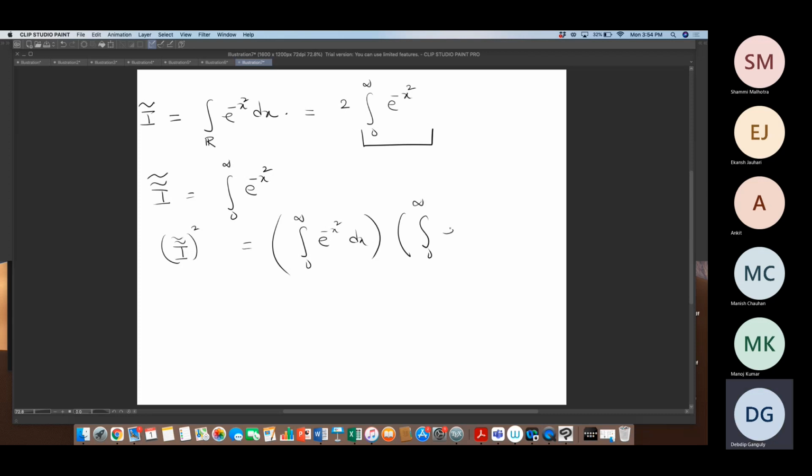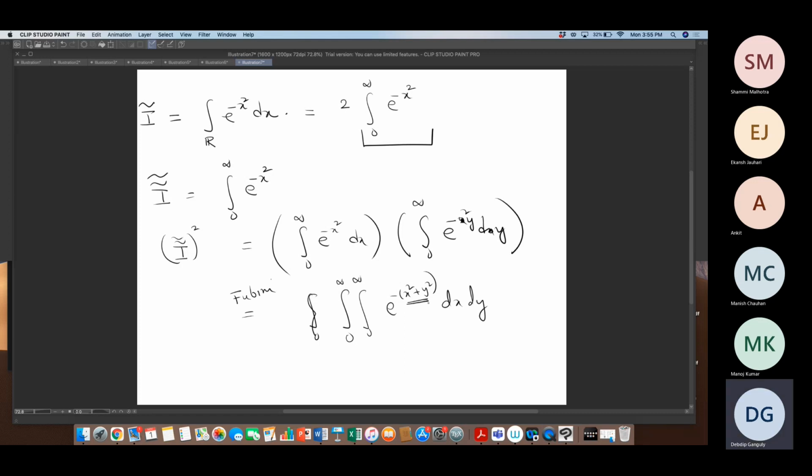0 to infinity, you know, right? e to the power minus x squared dx. You write down y, same, which means y: e to the power minus y squared dy, right? Same thing. That's all. So this is 0 to infinity, 0 to infinity, e to the power minus (x squared plus y squared) dx dy. Again, I have used here Fubini or Tonelli.